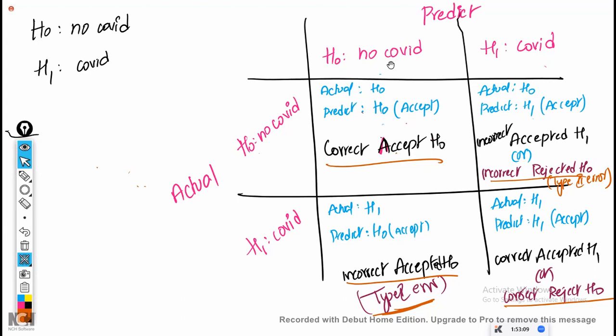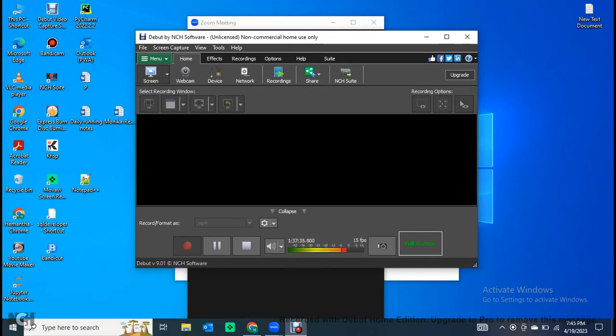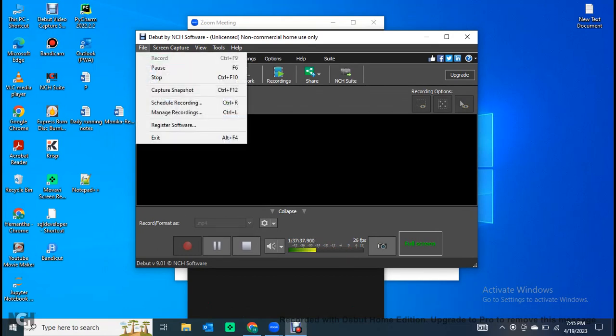So that is the end of the session for today. In tomorrow's class, we are going to do the statistical tests one by one. We have different types of statistical tests. All the statistical tests we are going to do in tomorrow's class. For every statistical test, formulation of null and alternate hypothesis.